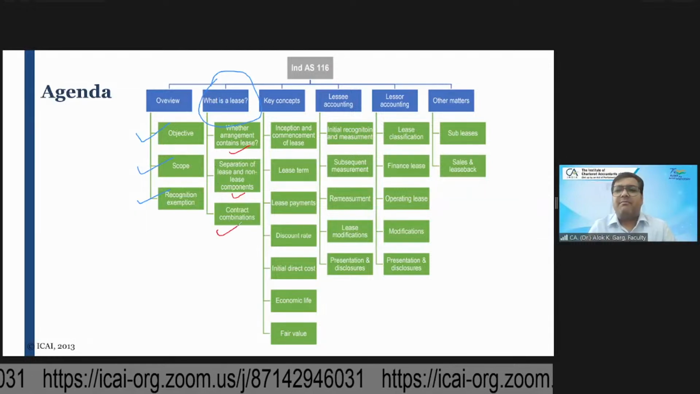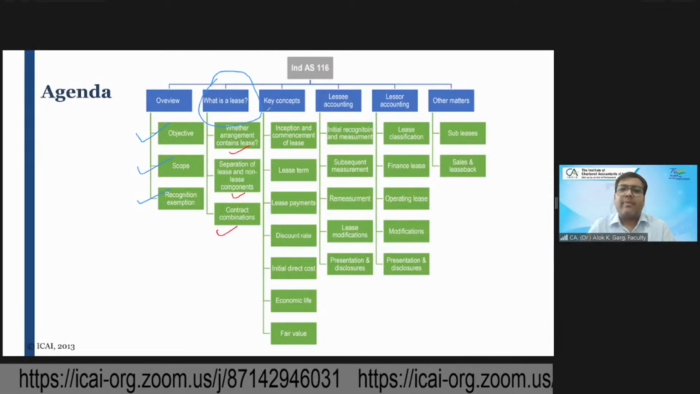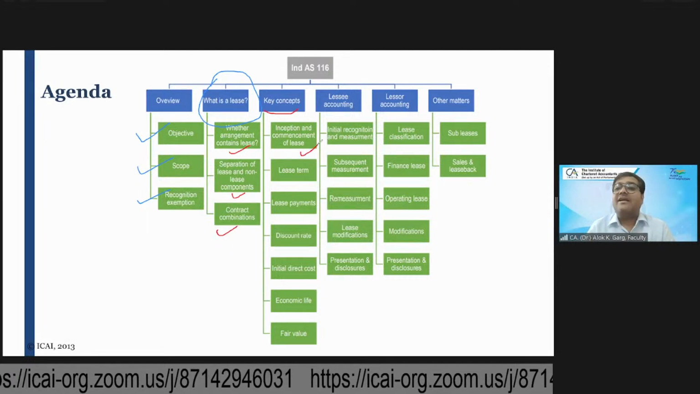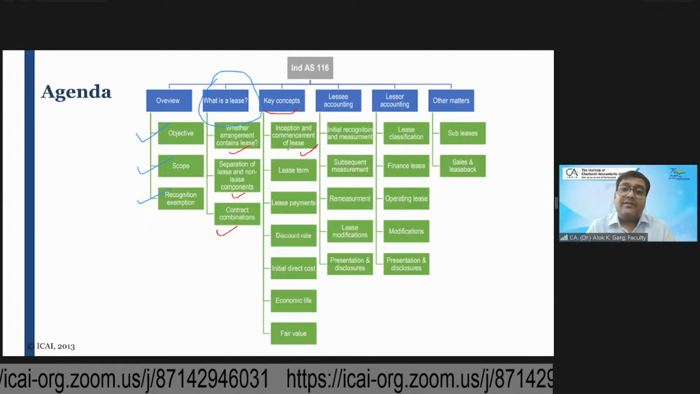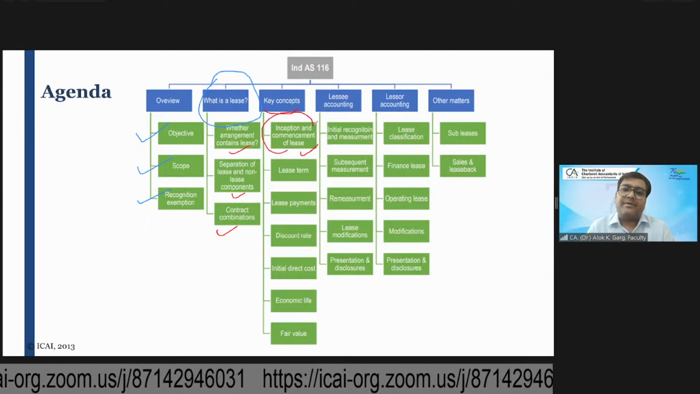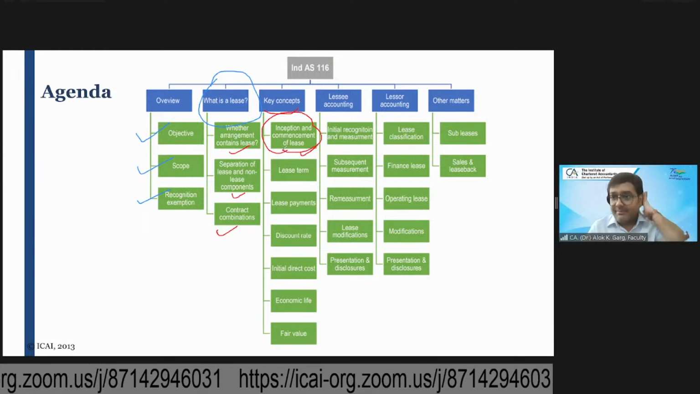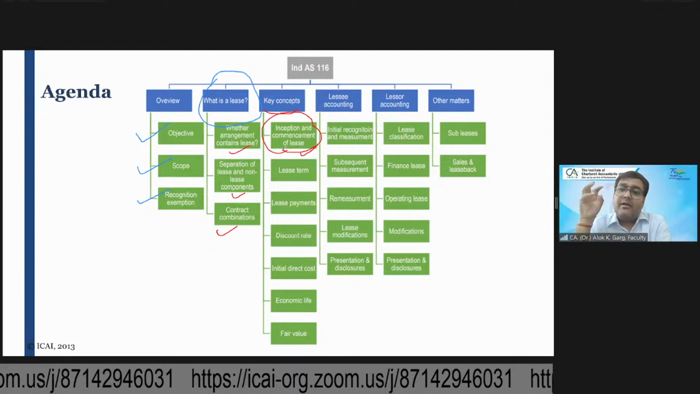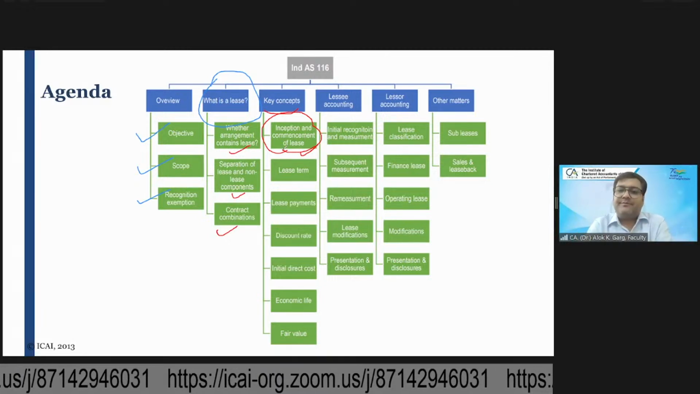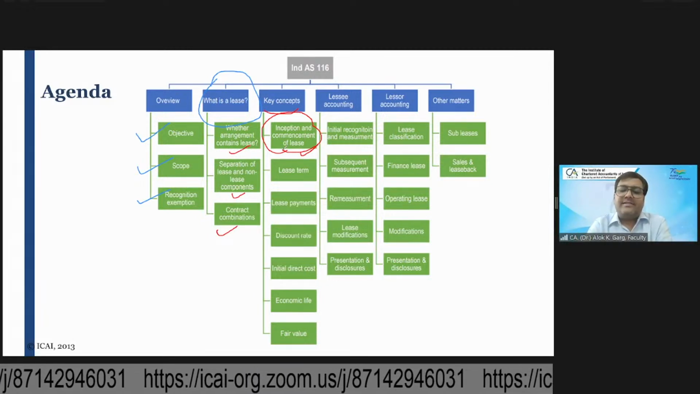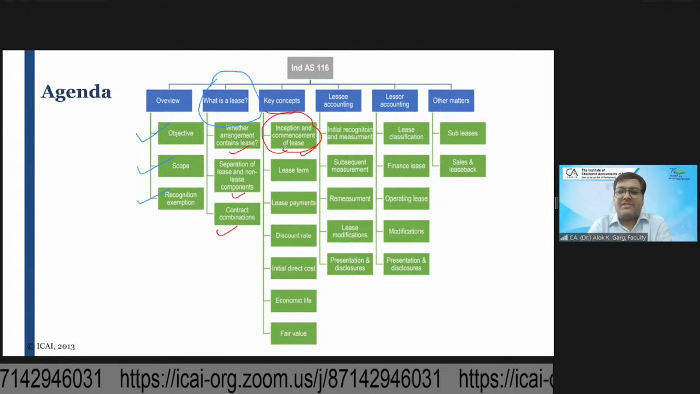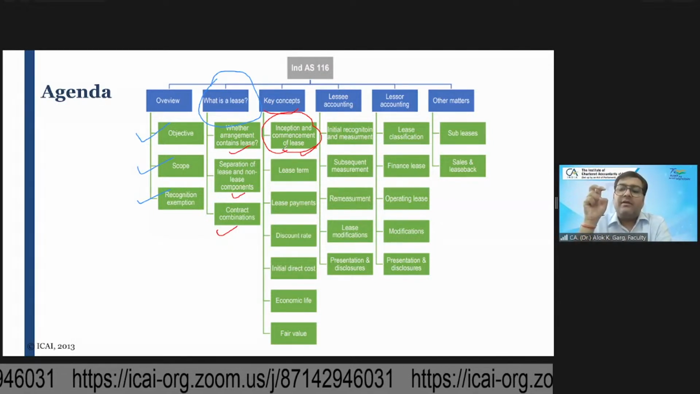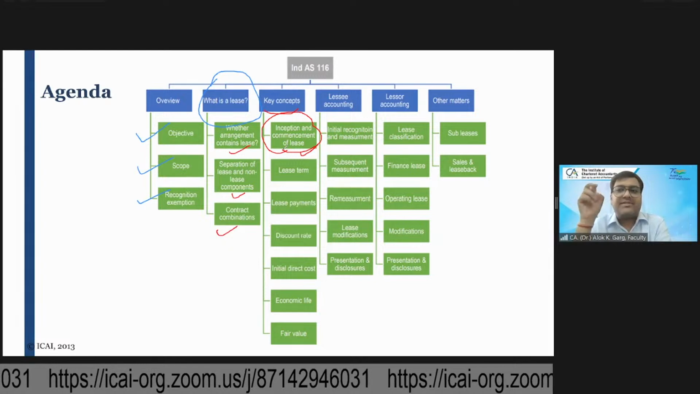When a contract can be combined, this standard talks about that also. Some key concepts, like this standard talks about inception and commencement of lease. This is a very important concept from an examination perspective as well as from the real life perspective. And students, during my query session, I'll give you some key pointers where students are committing mistakes.